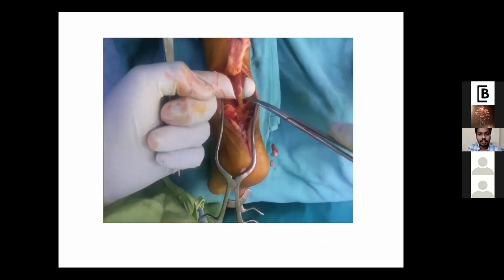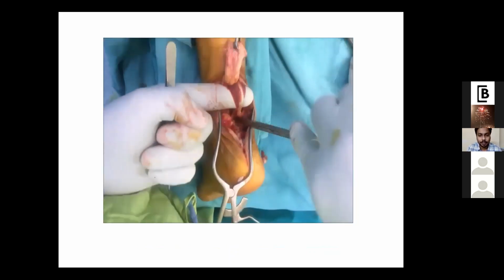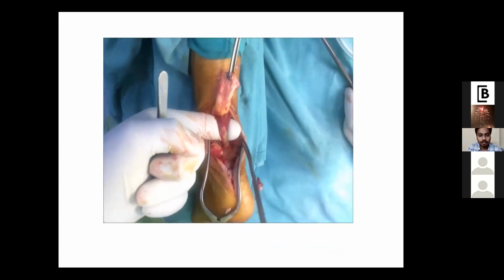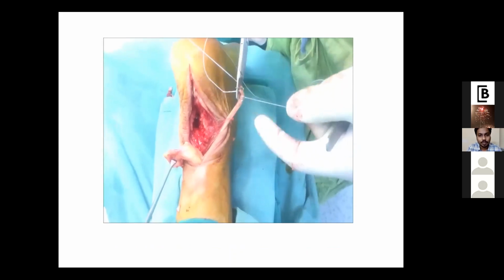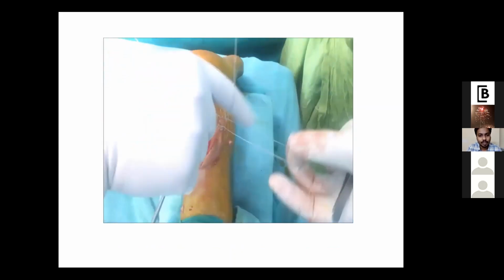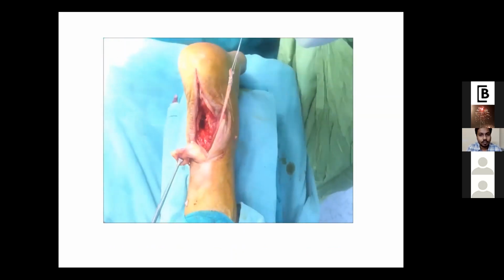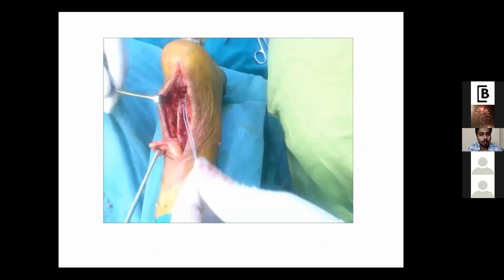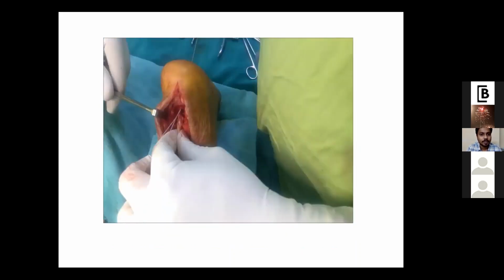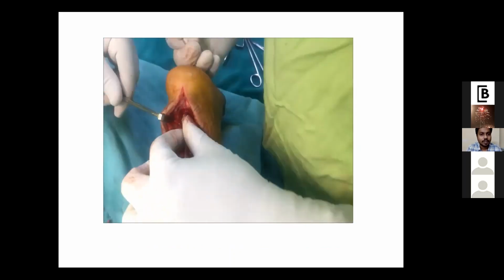So this is how we identify the FHL tendon. It is identified anterior to the Achilles. It is dissected up to the lower border of the tarsal tunnel where it has been separated. Modified Krakow's technique is used to tag the FHL. It is now passed into the calcaneum.